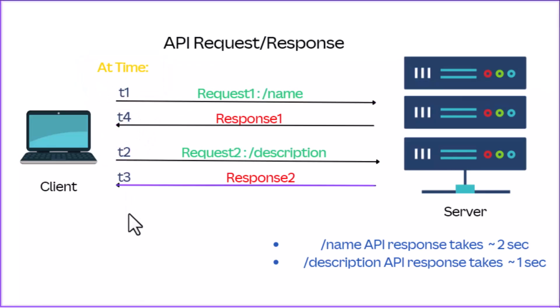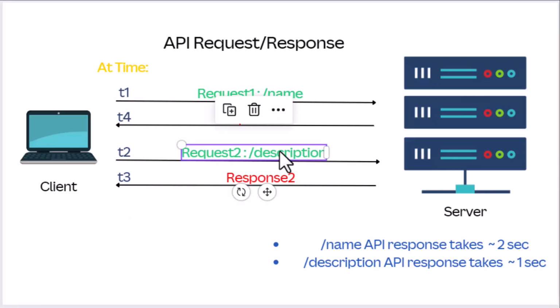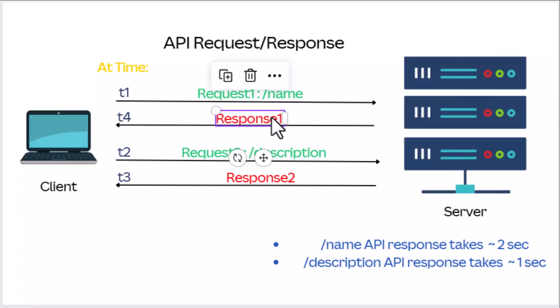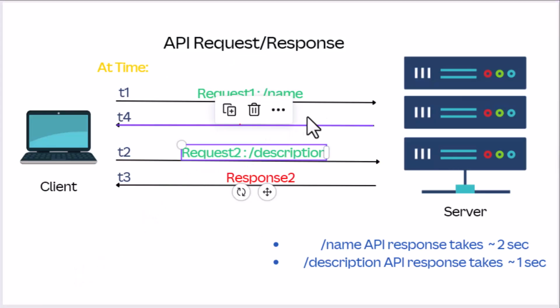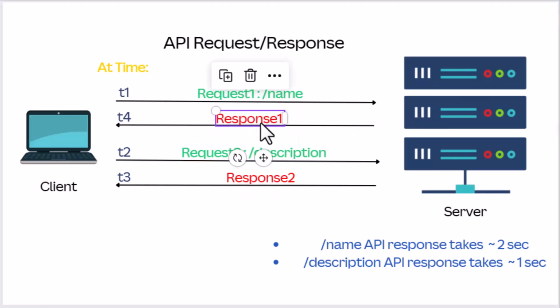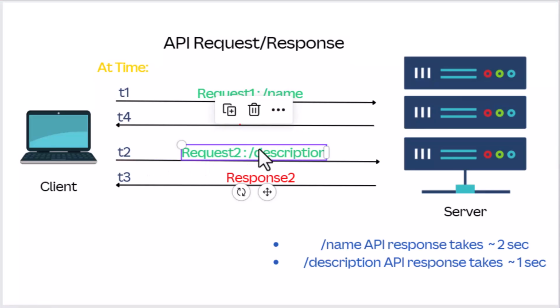Now you see, this is not the expected sequential flow. This could create some problems, right? What if the /description API requires an input which will only come from the output of the /name API response? But due to this asynchronous behavior of JavaScript, it will not wait for the response, right? It is not waiting for this response. It is just going ahead and firing the next command in sequence.